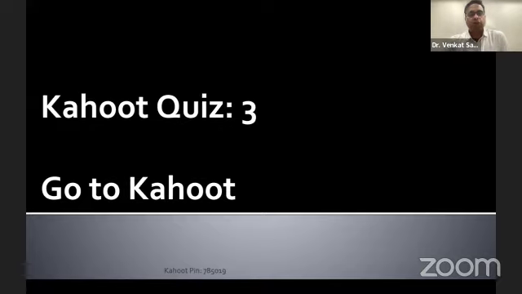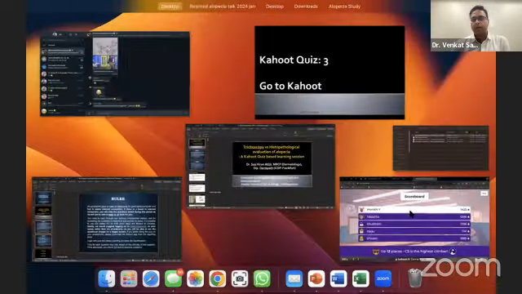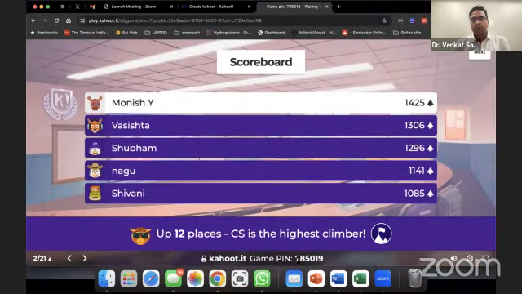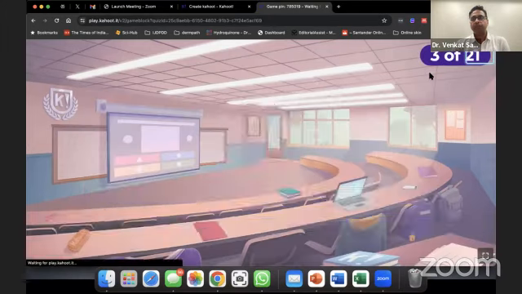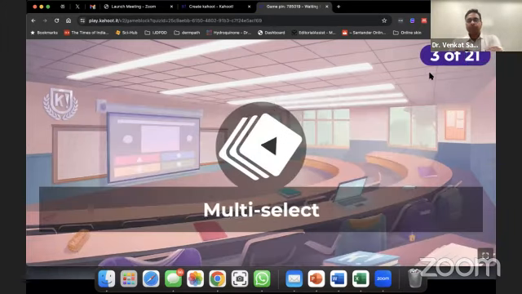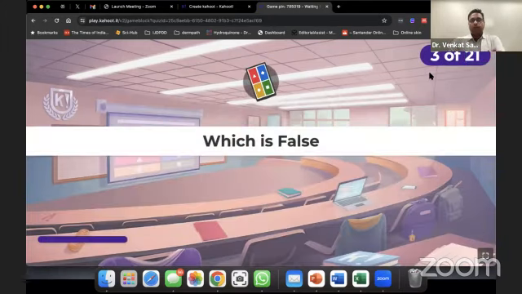So this brings us on to quiz number 3. Go to Kahoot and use the pin to log in. The Kahoot pin is 785019, if you've not already logged in, okay? Hope this is continuing to be fun. So this is multi-select, you've got multiple options here. Which of the statements is false?